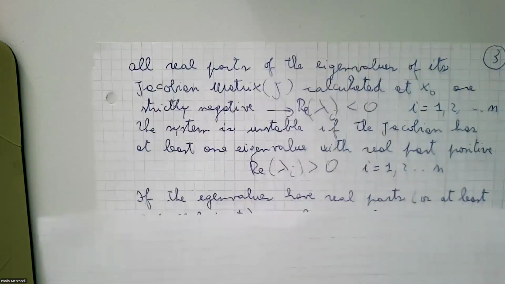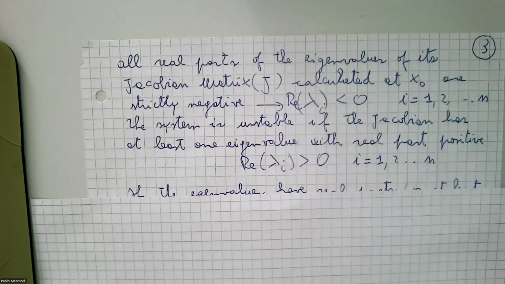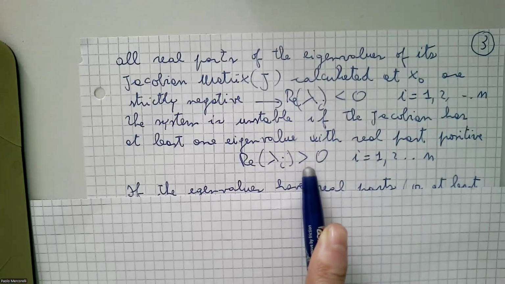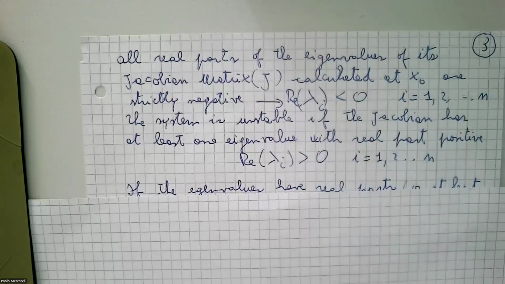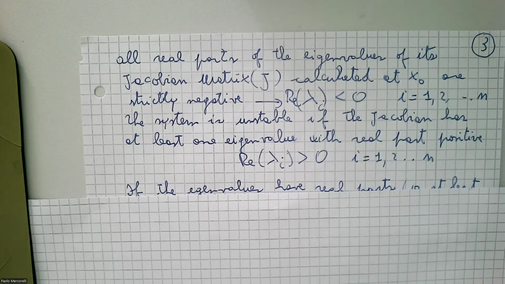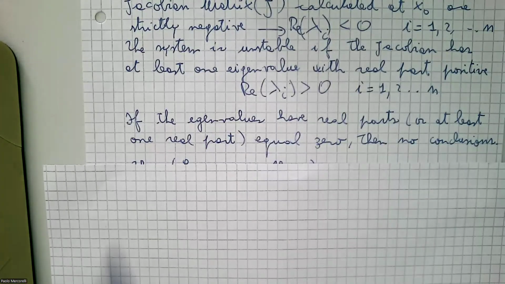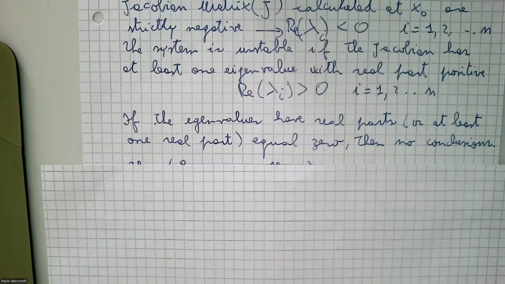Real part, clear. If at least one is positive, this means that the equilibrium point is unstable. The theorem closes with this sentence: if at least one real part of the eigenvalues equals 0, then no conclusion.